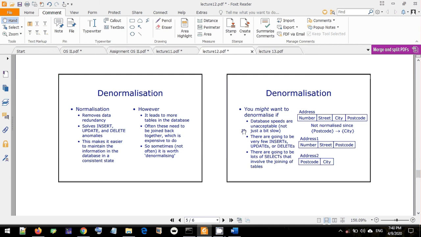Now, you might want to denormalize a relation if the database speed is unacceptable, meaning that it is very slow. In that case it will be necessary to denormalize. Or if you're going to have very few insert, update, and delete commands, you might want to denormalize. Or if there's going to be a lot of select commands that involve joining many tables, then it is great to denormalize directly.